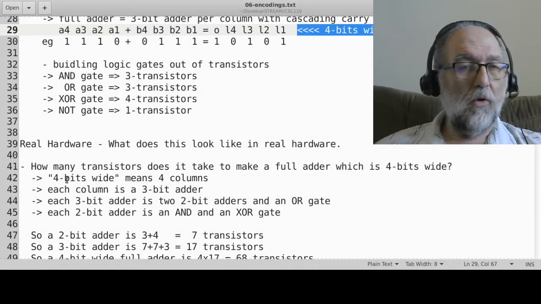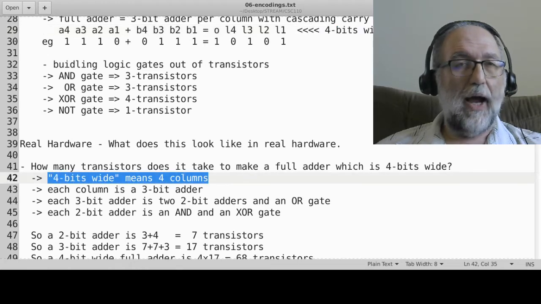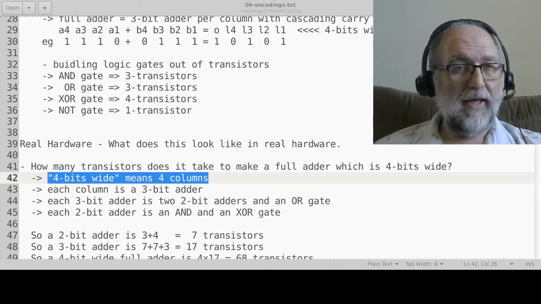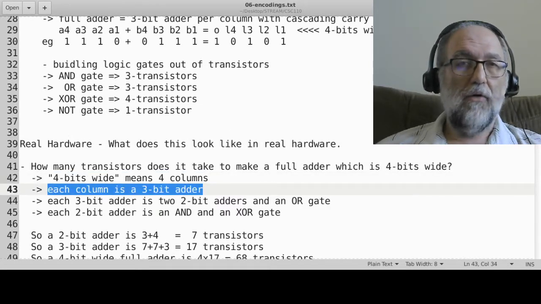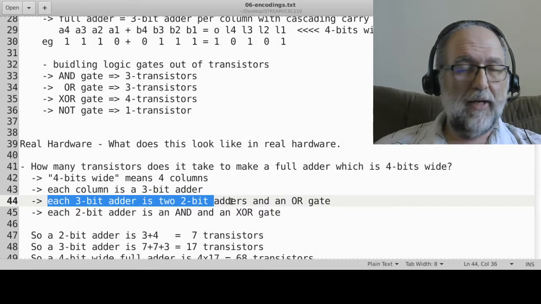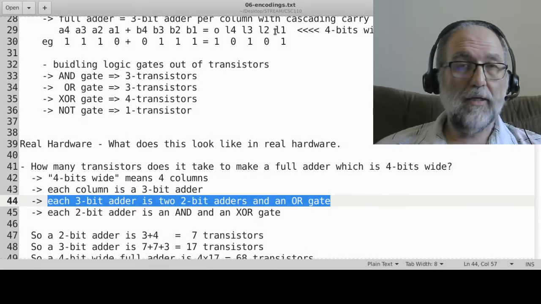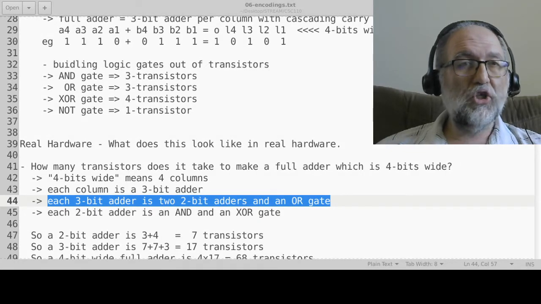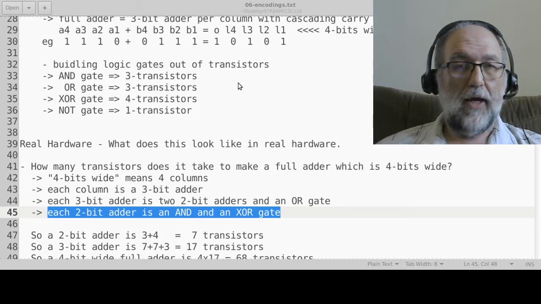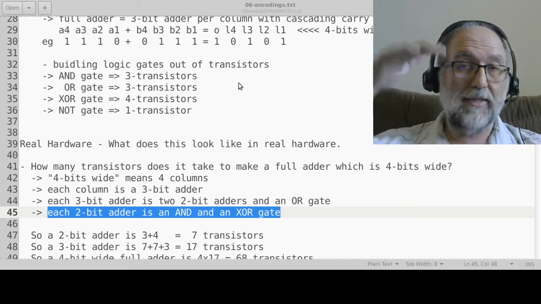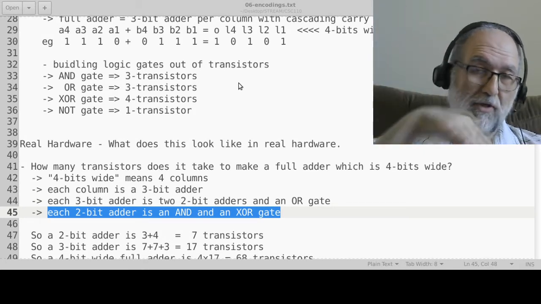Anyhow, if you've got 4 bits wide, that means you can add 4 columns, as I just said. Each column is going to require a 3-bit adder, and each 3-bit adder is made up of two 2-bit adders and an OR gate. And each 2-bit adder is made up of an AND gate and an exclusive OR gate. Now why did I break it down like that? That's the turtles on top of turtles, on top of turtles.